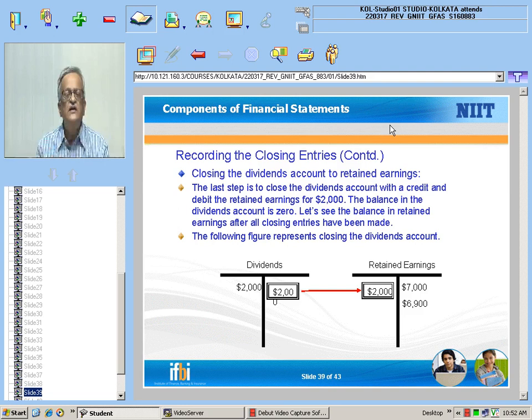So what happens? There is a dividend payable account. We debit the dividend payable account and pay the dividends. And retained earnings is next debited. We make the credit to the dividend payable account. So you can see the red arrow. Debit retained earnings 2000, credit dividend payable account 2000. So that is the end of the accounting. No more accounting is left.